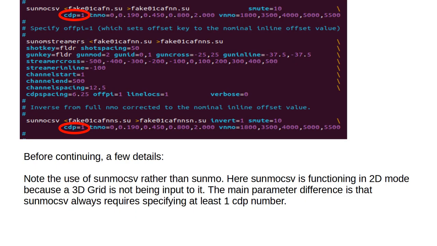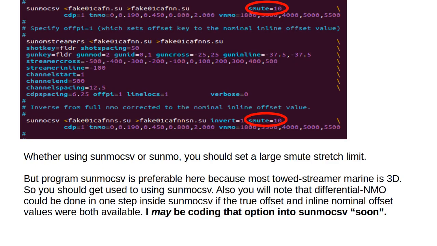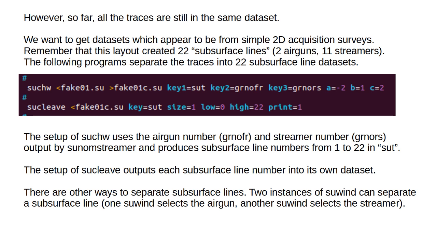A few details of these setups. You should use a large stretch mute limit. Remember that this differential NMO is correcting the traces to 0 offset and then back to the nominal inline offset. You do not want to lose any seismic data while doing that. These programs can be used to separate the traces into subsurface lines.